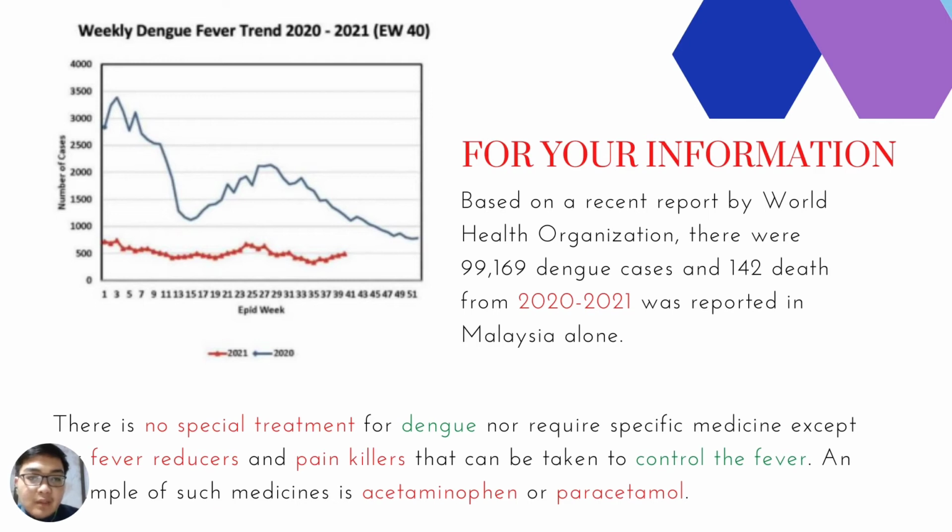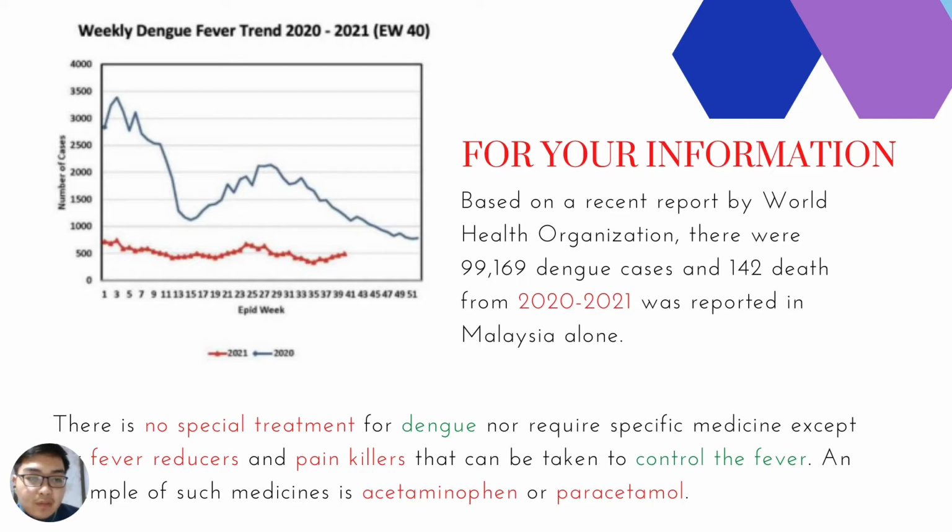As you can see here, here is a chart of dengue cases in Malaysia. For your information, based on a recent report by the World Health Organization, 99,169 dengue cases and 142 deaths from 2020 till 2021 were reported in Malaysia alone.